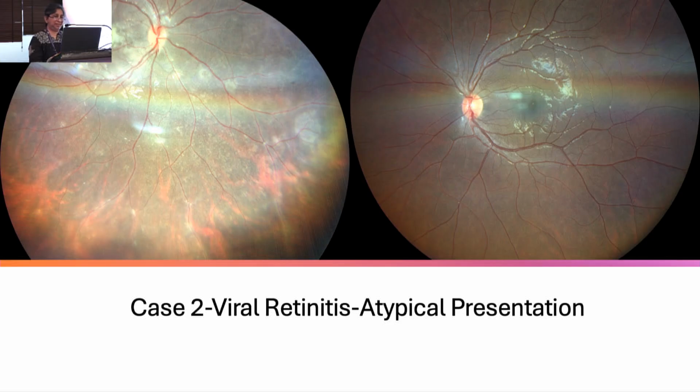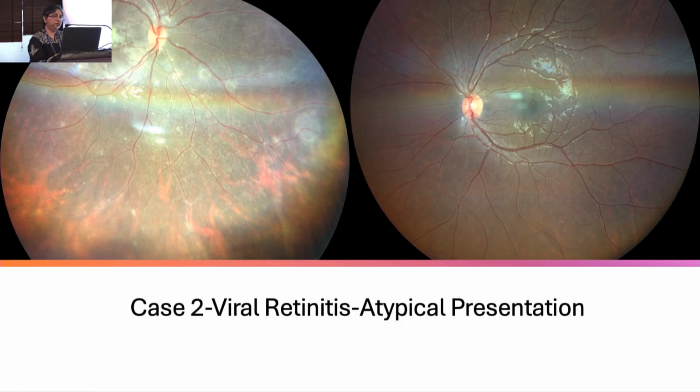Now, this is my second case, which is a 13-year-old girl presenting with a sudden onset, rapidly progressing loss of vision in the right eye. You can see the necrotizing retinitis in the right eye. There's vasculitis, and you have these multiple retinitis lesions throughout the fundus. And the left eye is showing an early retinitis involving the macula.